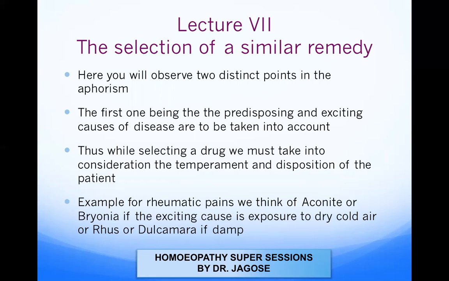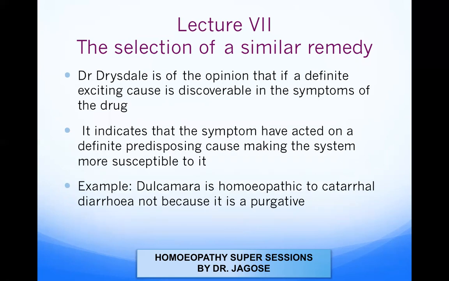The predisposing cause is the fundamental cause or the fundamental miasm, which is obtained from the family history supported by the past history, and also the exciting causes of the diseases, which are generally there in an acute disease. And it gives an example of aconite or bryonia, where the exciting cause is exposure to dry cold air, and rhus tox or dulcamara if it is damp.